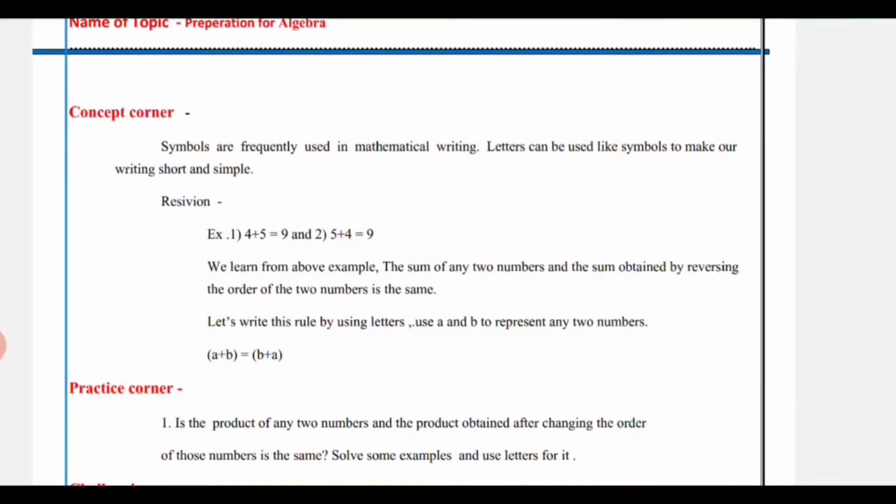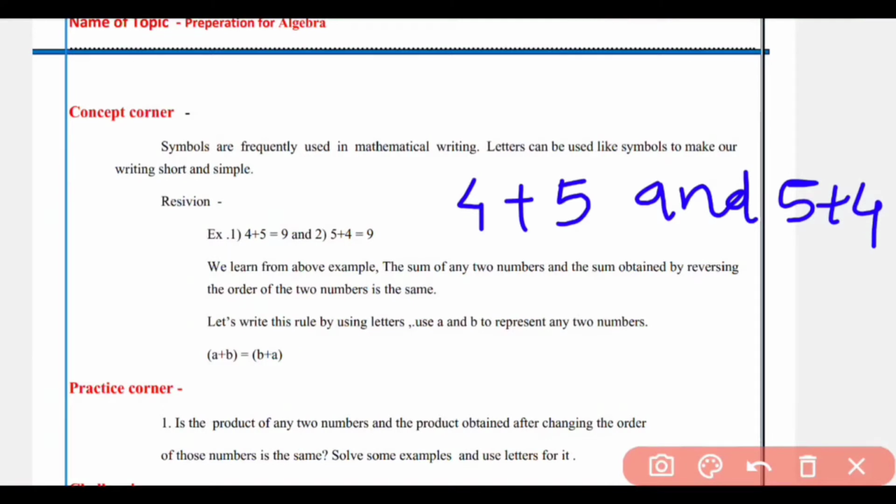For revision, one example is given. First, there is 4 plus 5, which is equal to 9, and 5 plus 4 is also equal to 9. So we learn from our example that the sum of any two numbers and the sum obtained by reversing the order of two numbers is the same. Correct? Here, what is done first? First, it is 4 plus 5 and then it is 5 plus 4.